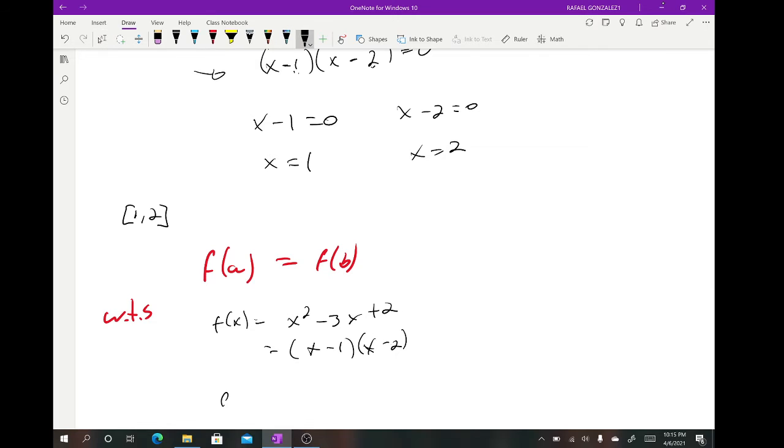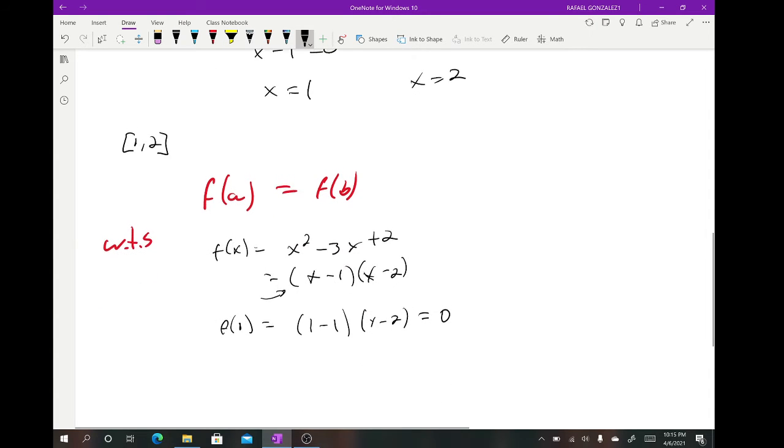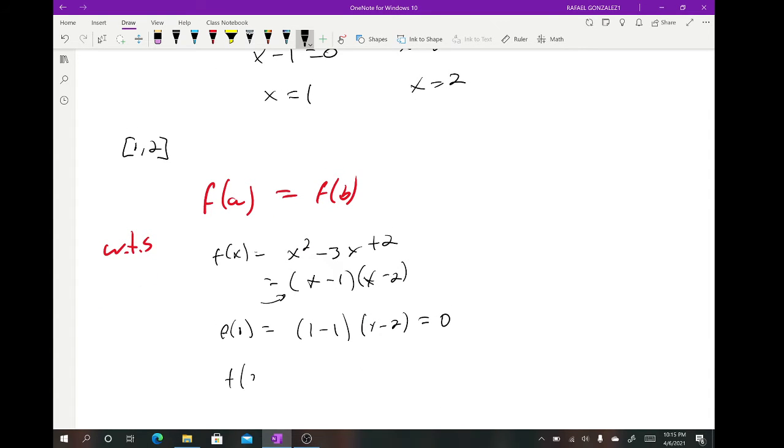This means that now I could actually plug in 1 into the factor version and see exactly what's going on. So if I plug in 1, I get 1 minus 1 times 1 minus 2. Well, 1 minus 1 is 0, and 0 times minus 1 is going to be equal to 0. And then if you plug in 2, you have 2 minus 1 times 2 minus 2. But this is also going to be 0 because this piece is 0. So 0 times 1 is 0.